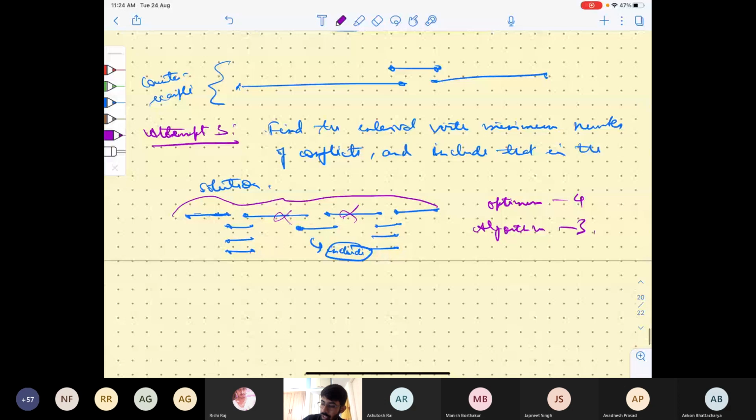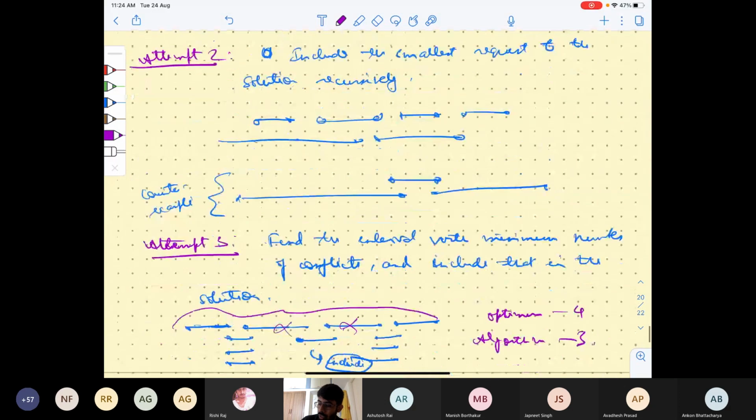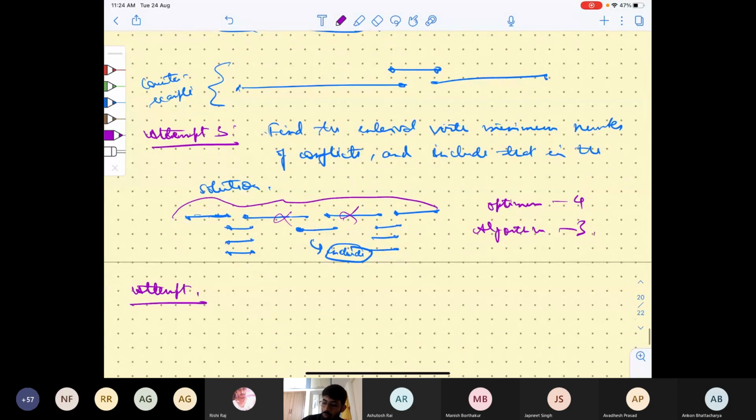Okay, so let's make another attempt. We started with the smallest, or whatever started first, and so on. But let's say we include in the solution the request that finishes first.